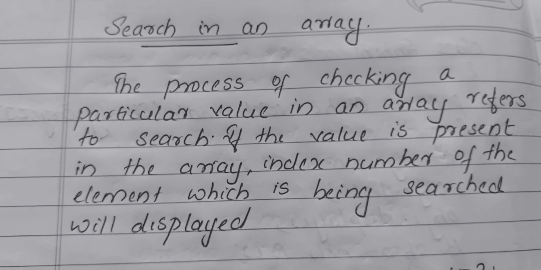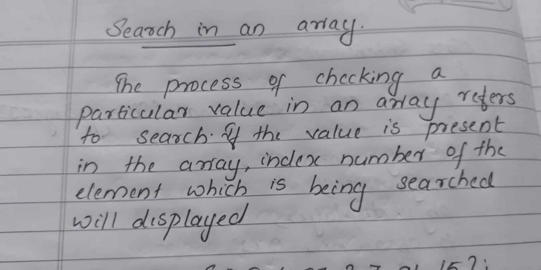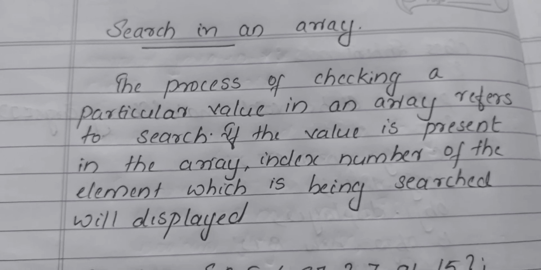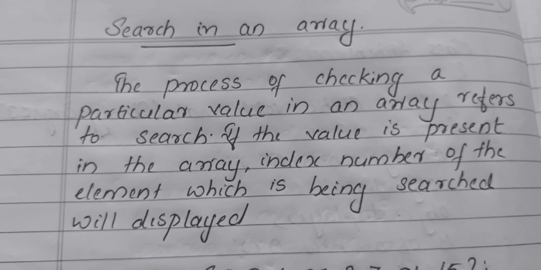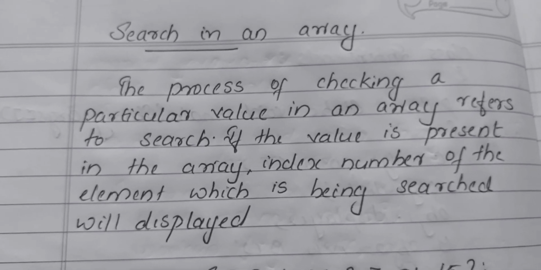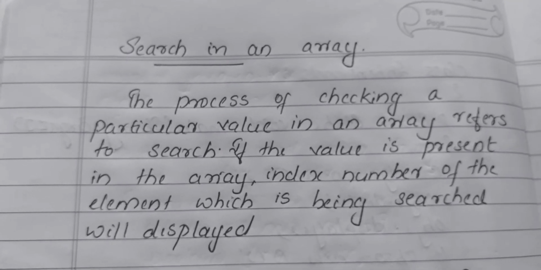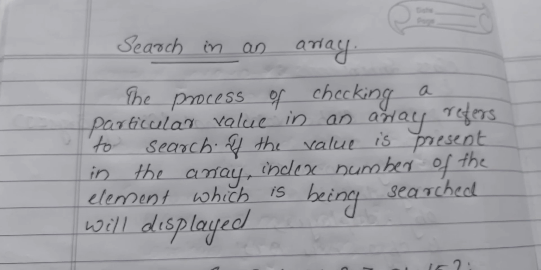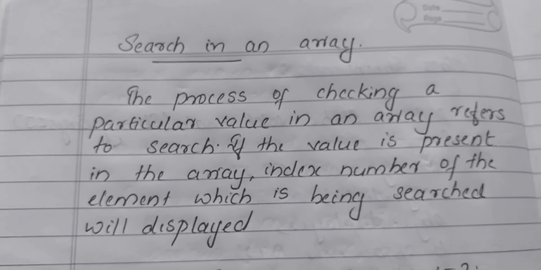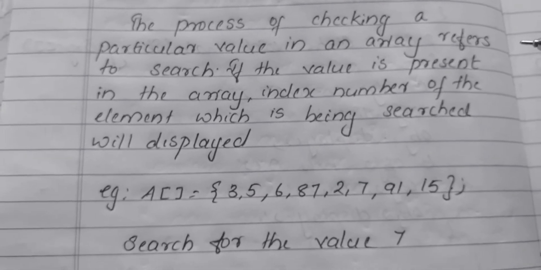Since it is an array, all of you know that each element in the array holds an index position, isn't it? So, the index number of the element that we searched will be displayed. Not the element, but the index of the particular element will be displayed. That is known as searching. Clear? So, let's see it with an example.